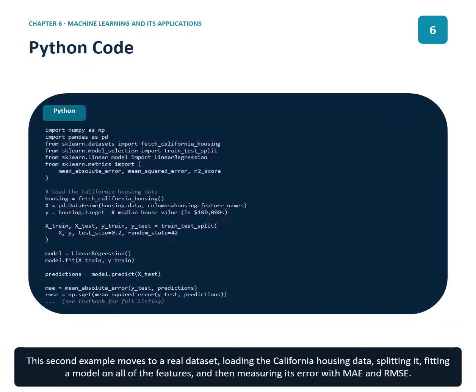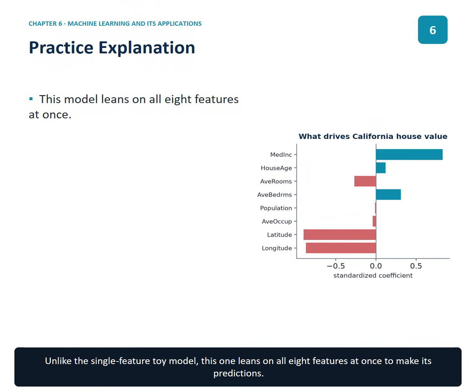This second example moves to a real data set, loading the California housing data, splitting it, fitting a model on all of the features, and then measuring its error with MAE and RMSE. Unlike the single feature toy model, this one leans on all 8 features at once to make its predictions.